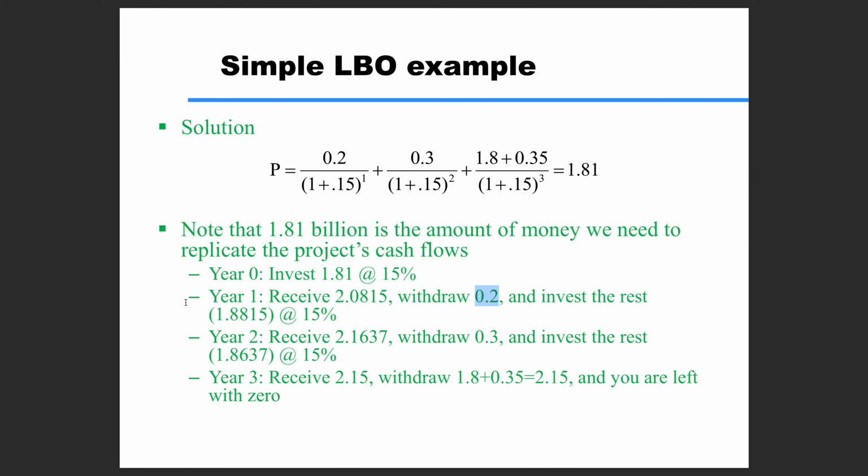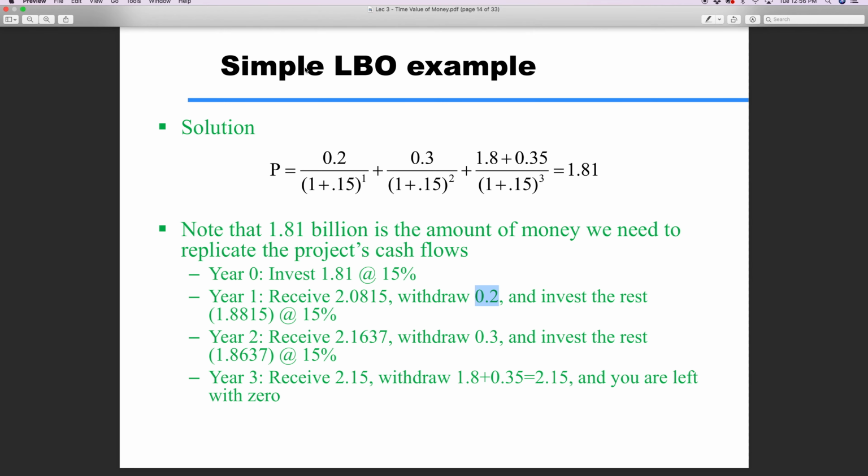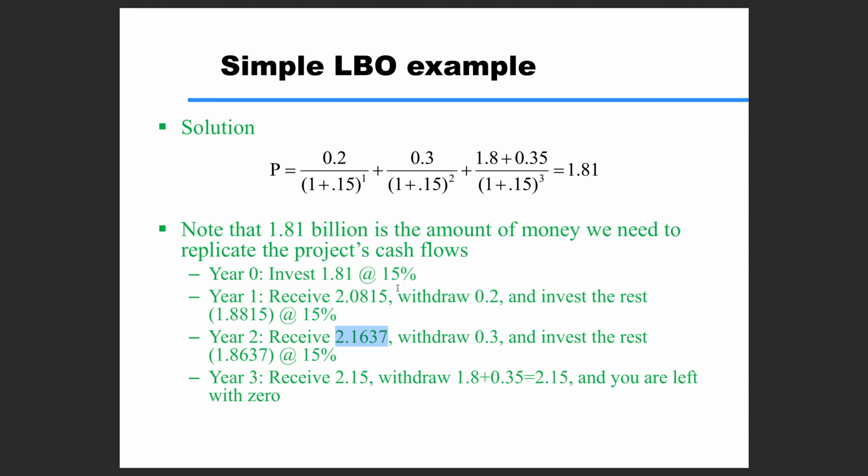In year two, my investment of $1.8815 billion earns 15% interest rate and produces $2.1637 billion, out of which I withdraw 0.3 billion, again to replicate the cash flow of the firm at that time. The rest is again reinvested at 15%. $1.8637 billion invested at 15% produces 2.15 billion. I withdraw this amount, which is exactly equal to 1.8 billion of terminal value plus 0.35 billion of cash flow from this firm, and we are left with zero.